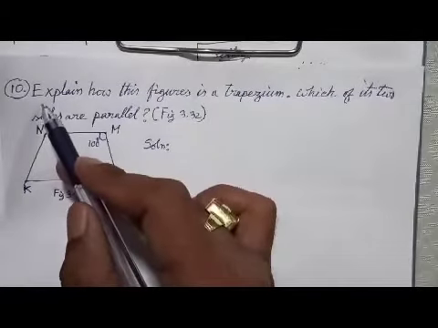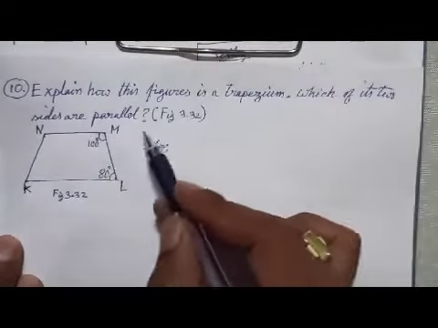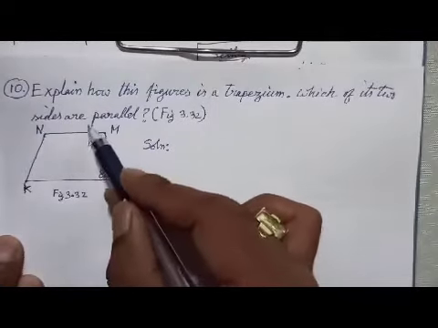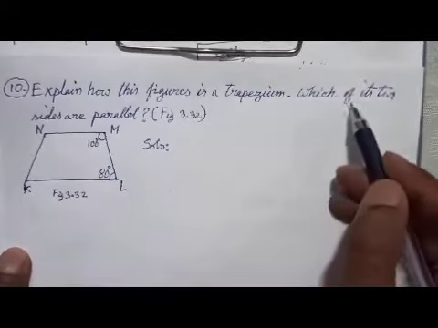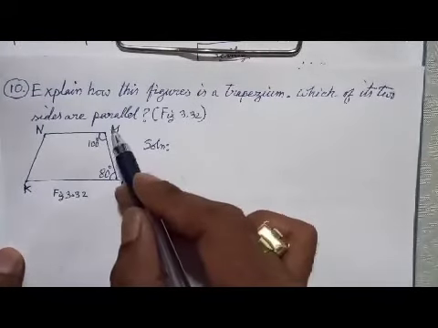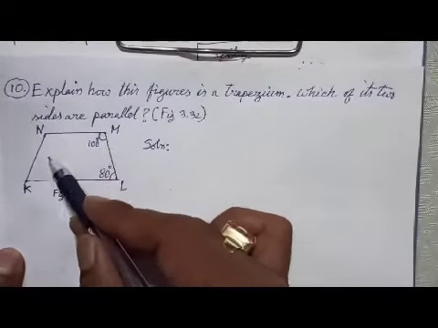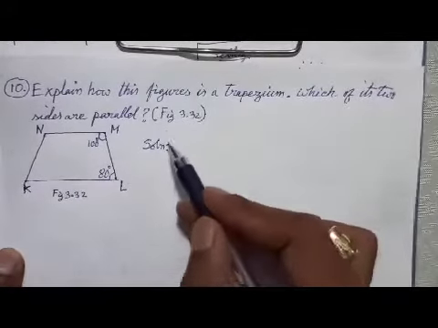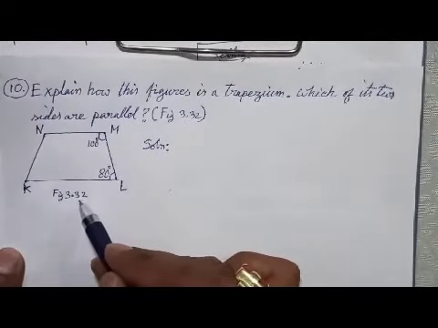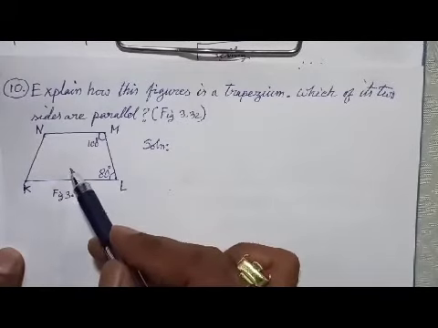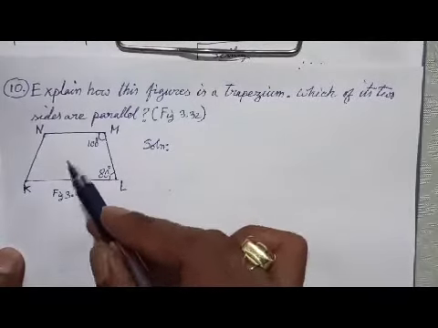Let's study question number 10. Explain how this figure is a trapezium. Which of its two sides are parallel? The question asks us to explain how this figure is a trapezium and which two sides are parallel. This is figure 3.32. In this figure, we have to explain why this figure is a trapezium, and find out which two sides are parallel.